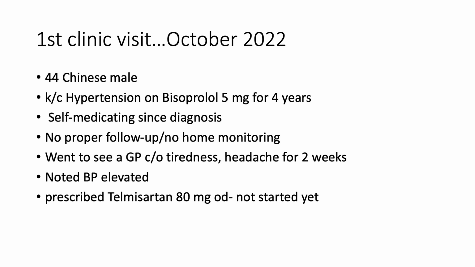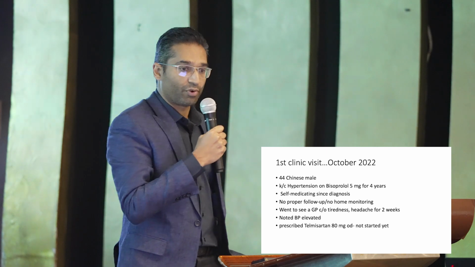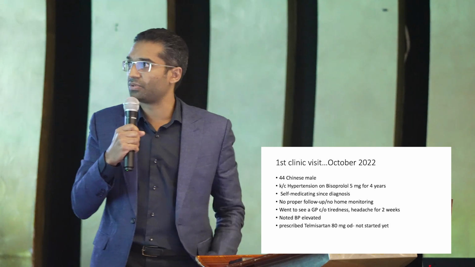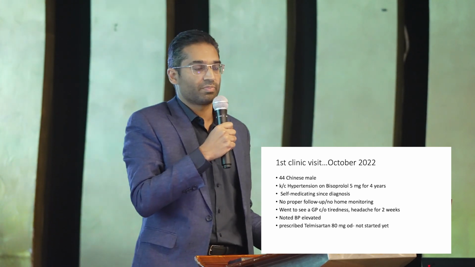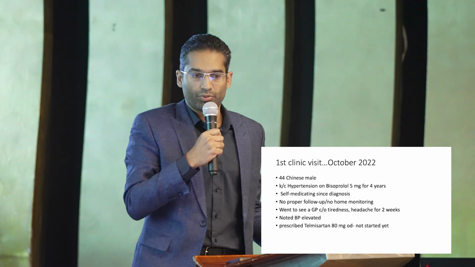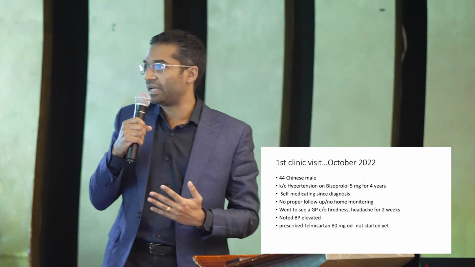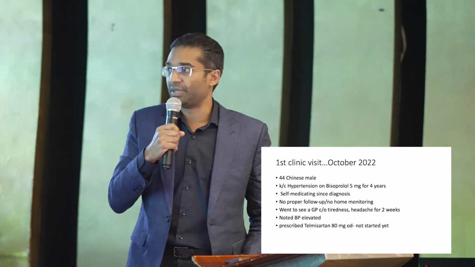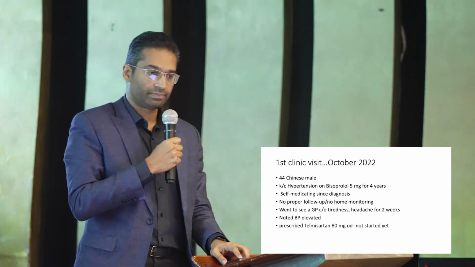Okay. So the patient in question first visited me in October 2022, a 44-year-old Chinese male, known case of hypertension, diagnosed about 4 years ago, started on bisoprolol by a general practitioner. Self-medicating since diagnosis, so he's not seeing anyone, not measuring his blood pressure at home, assuming that if he's taking the medication, everything is normal, right? So he went to see a GP, complaining of tiredness and headache for about 2 weeks. And the GP noted that his BP was elevated. I don't really know what the reading was then. So he was asked to stop his Concor and started on Telmisartan 80 mg, which the patient had not started yet at that point when he came to see me.